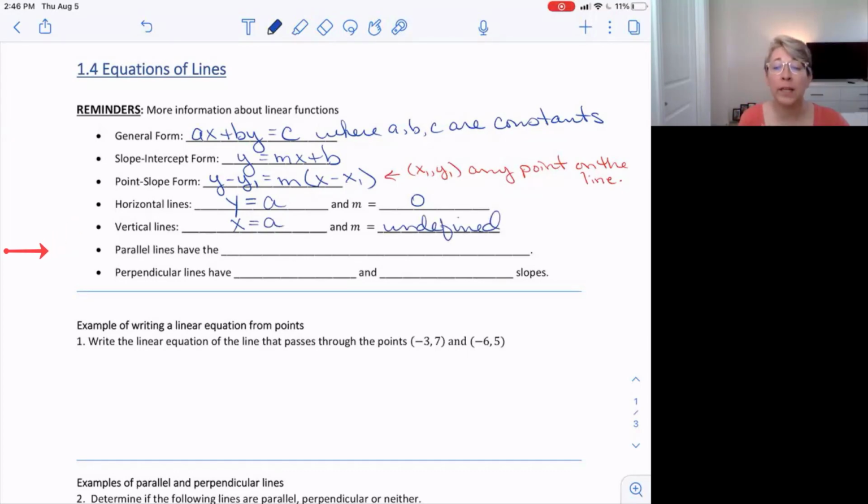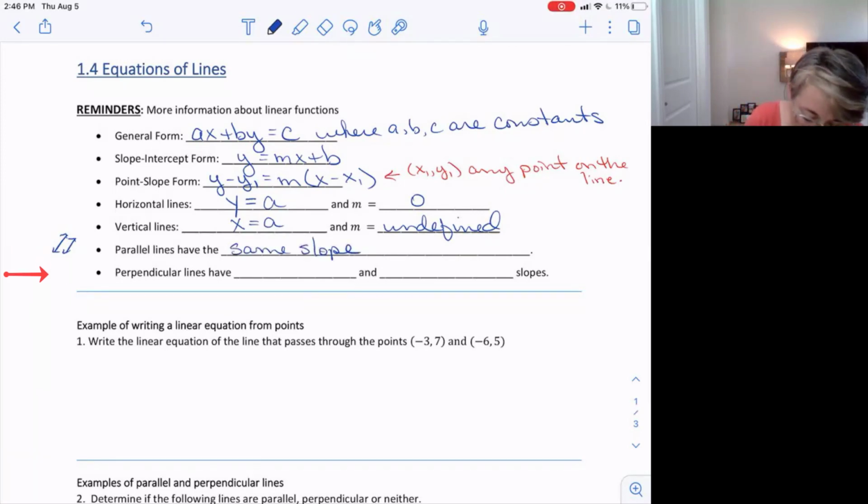Now let's remember parallel and perpendicular lines. Parallel lines look like railroad tracks, okay? They go in the same direction at the same angle. So the one thing we know about parallel lines is that they have the same slope.